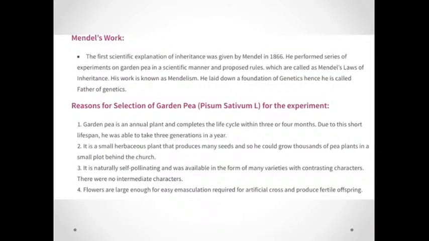Mendel's work was the first scientific explanation of inheritance, given by Mendel in 1866. He performed a series of experiments, as we know, and laid the foundation of genetics. Hence, he is called the father of genetics.